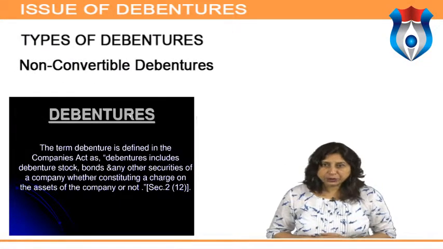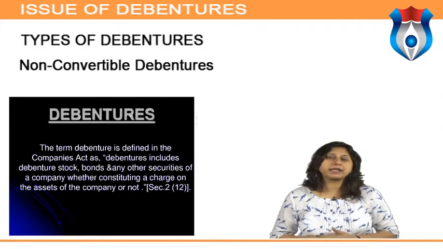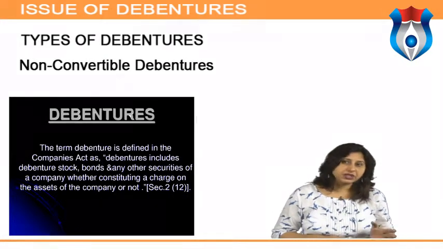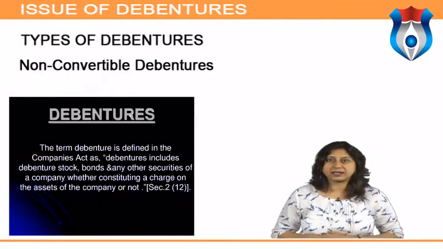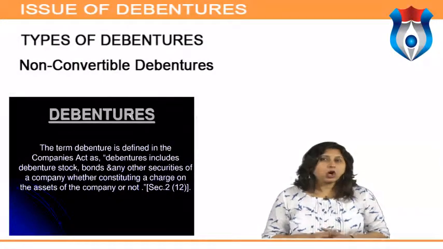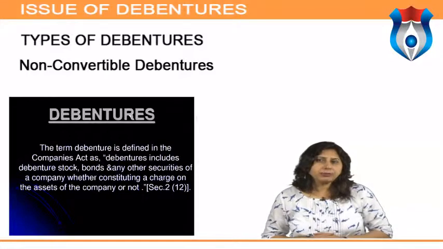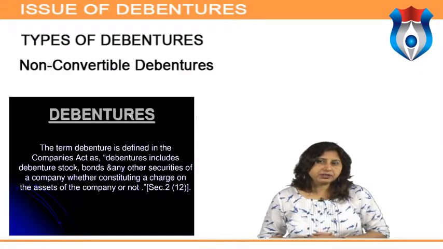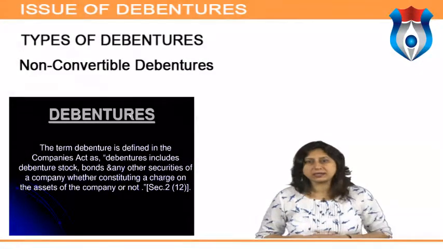Non-convertible debentures. These are those debentures which cannot be converted either into equity shares or preference shares. They may be secured or unsecured. Non-convertible debentures are normally redeemed on maturity period, which may be 10 or 20 years.